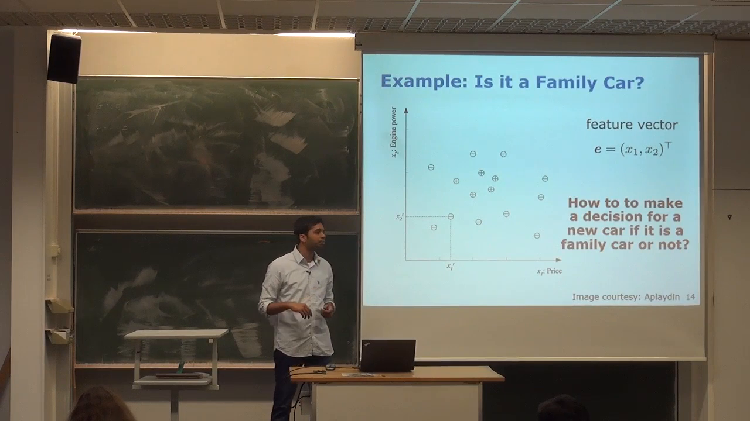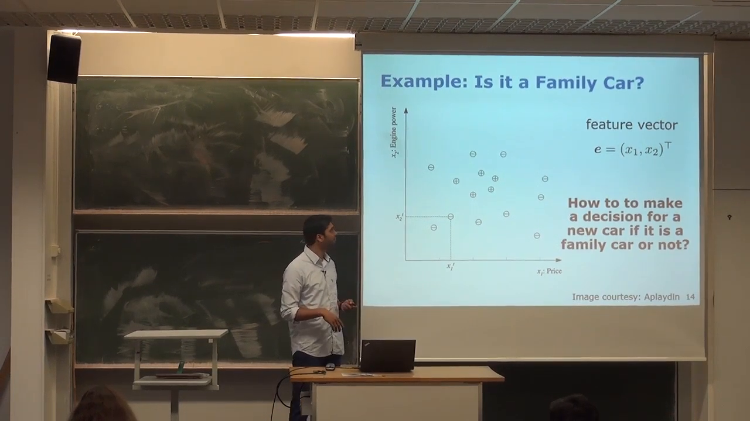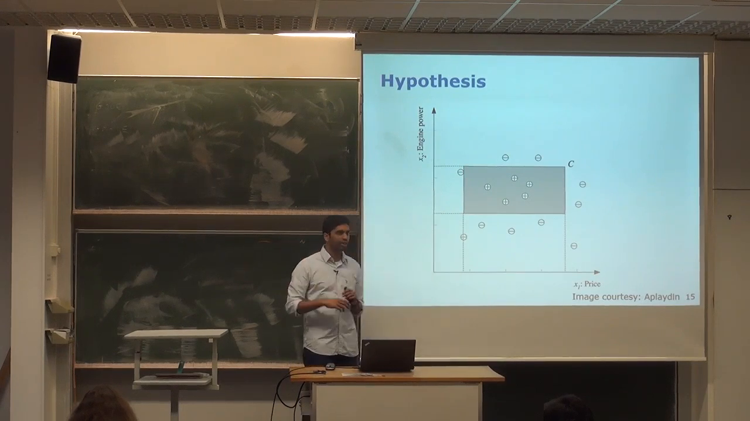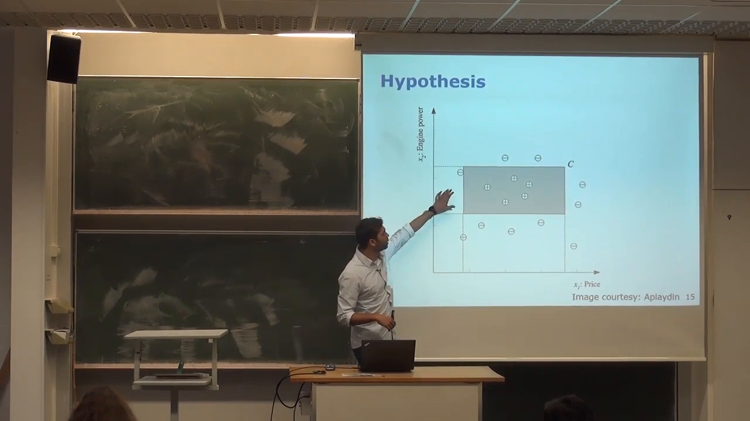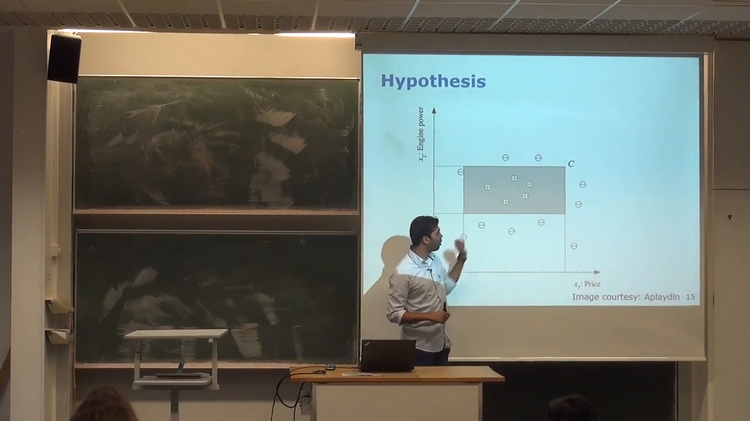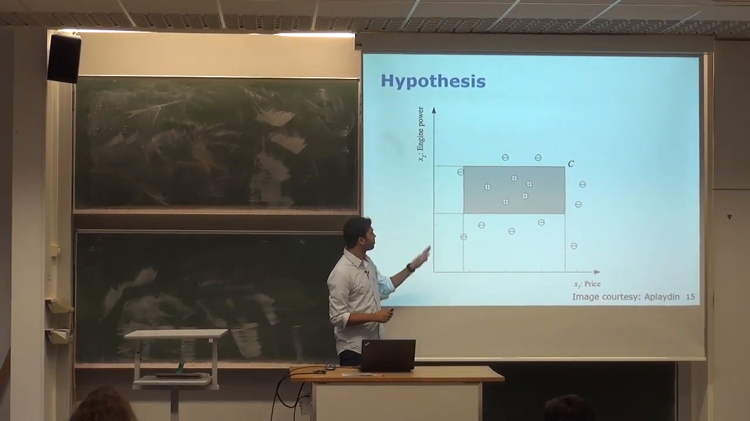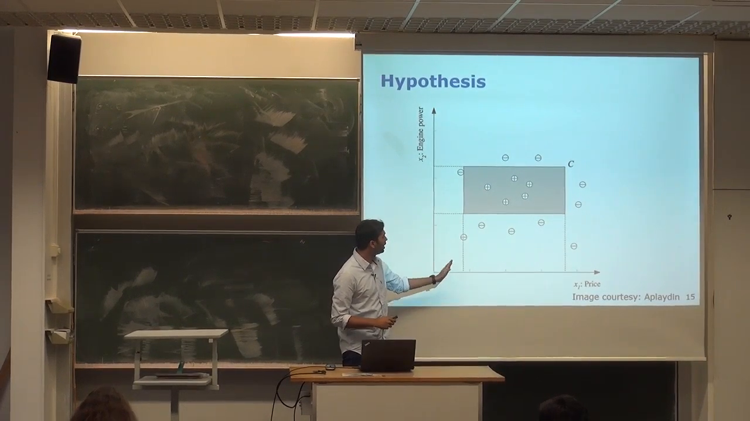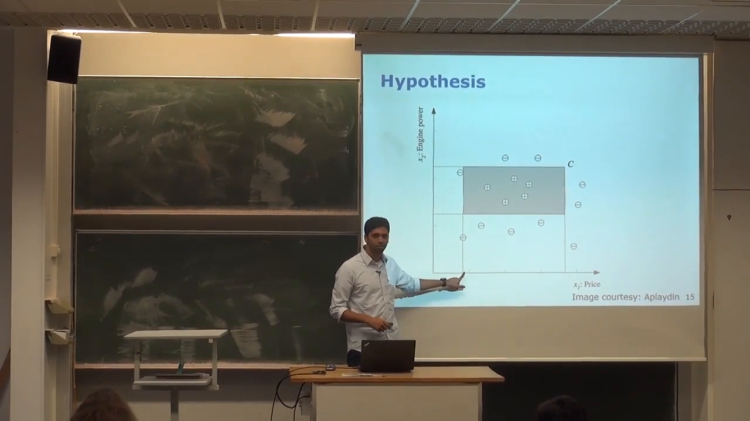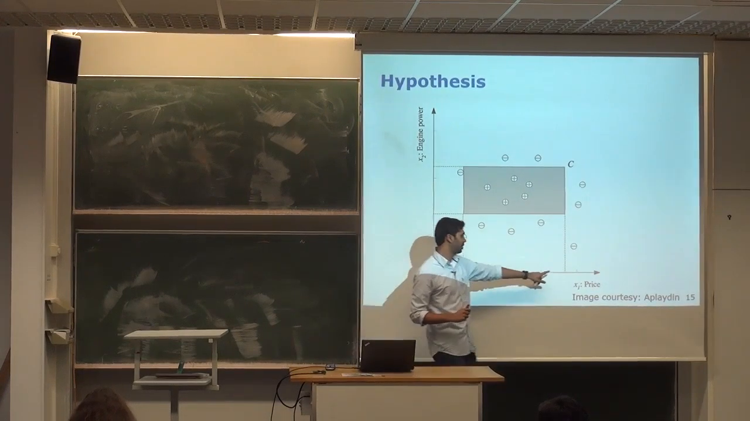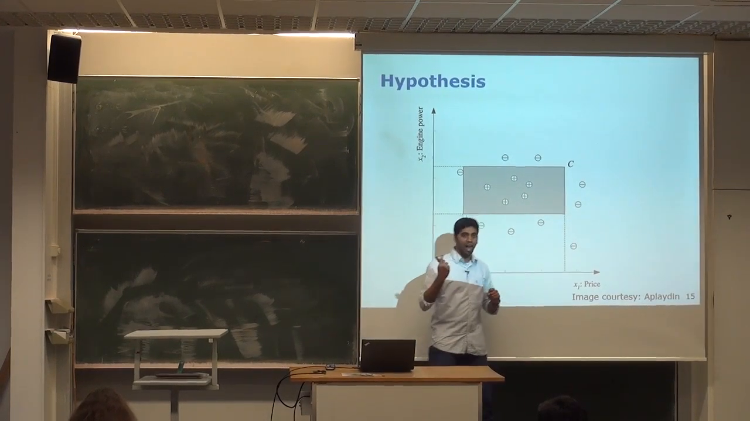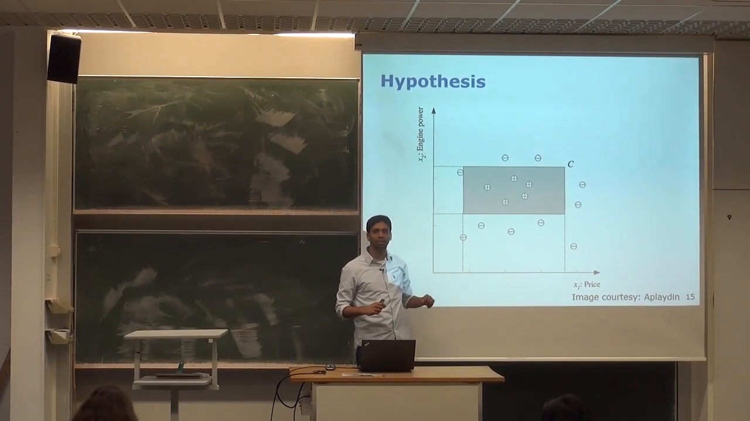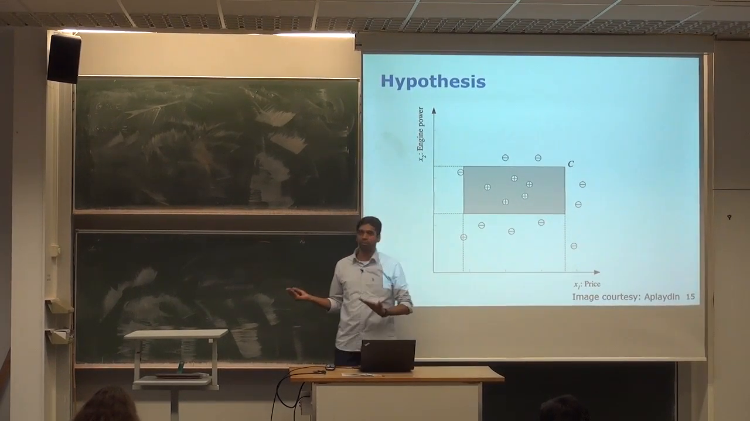In terms of shapes, one of the shapes that is quite straightforward is, let's say, a box, right? So you could come up with a box. Essentially what this box says is that if the price of the car is greater than some value and less than some other value, and the engine power is greater than some value and less than some value, I consider this a family car, right?